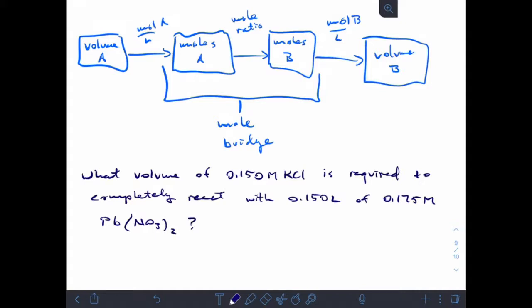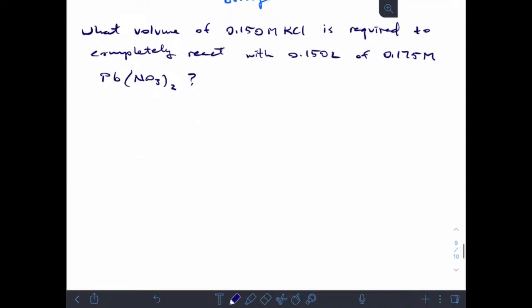What volume of 0.15 molar potassium chloride solution is required to completely react with 0.15 liters of 0.175 molar lead nitrate. So we must have a reaction equation. All right, we need a reaction equation because we must have mole ratios. And the only way we're going to get a mole ratio is if we have a reaction equation.